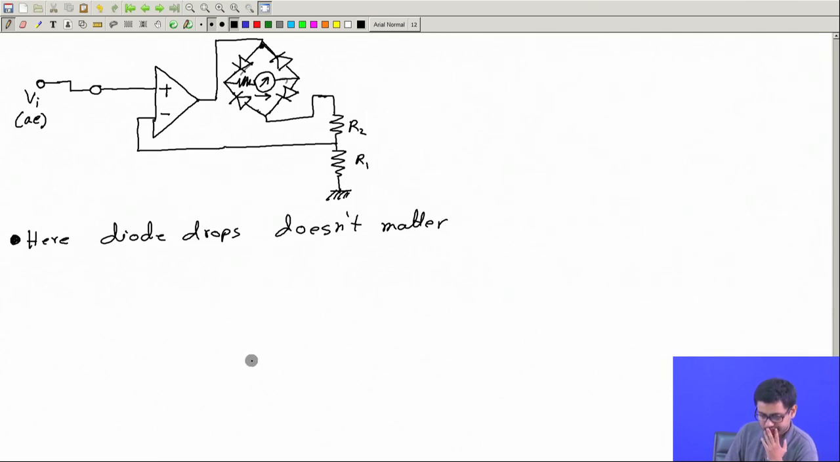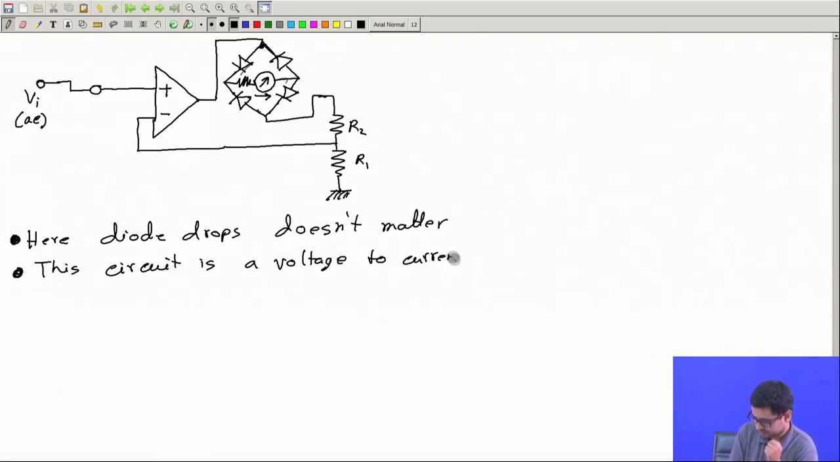And you also observe that this is actually a voltage to current converter. So this circuit is a voltage to current converter. Why? You observe this is at voltage VI input. Due to the virtual short principle, this potential will also be VI. This is time varying, call it t. This is also t. So at any and every moment, ideally, this point will be at the same potential as this. This is due to the virtual short.